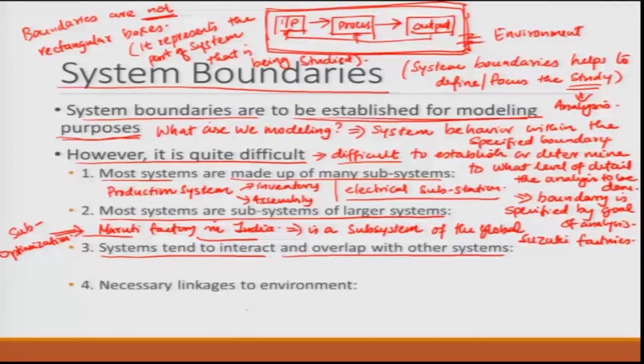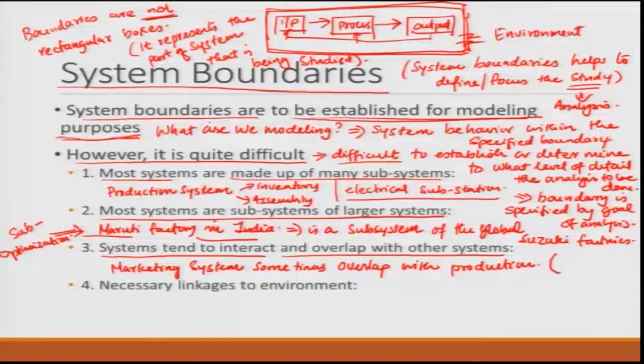Third part is, systems tend to interact and overlap with other systems. An example is the marketing system of a company, which sometimes tends to overlap with the production system. How? In setting the demand. The marketing people are the ones who tell what is the demand for a particular product. Once you know the demand, that is when the production department decides how to produce or how to fulfill that demand. So, that is the place where the marketing system interacts with the production system.